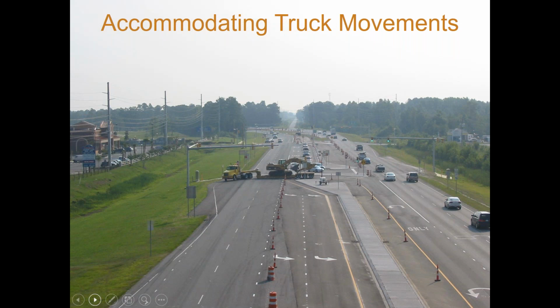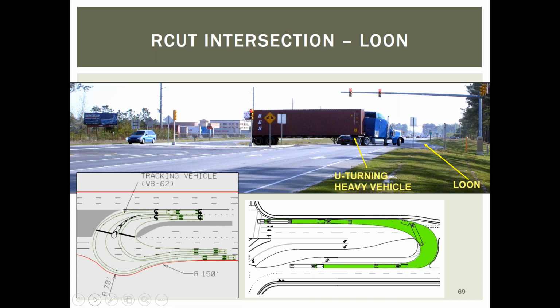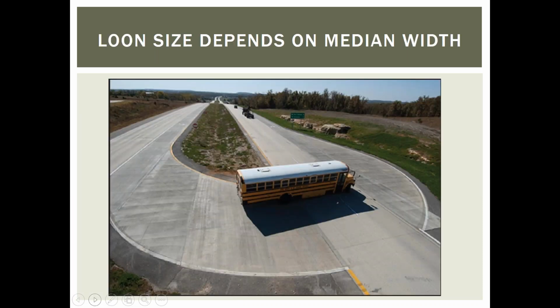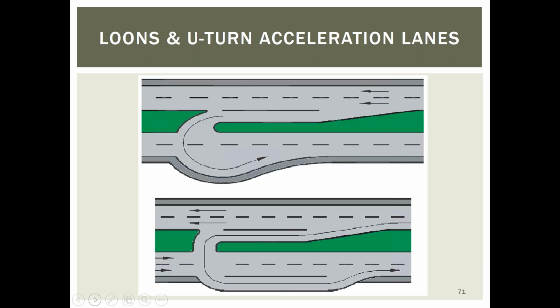So you see the U-turn here for a larger vehicle. It's that loon or bulb out that allows for the swept path of the larger truck. You can even have dual turnarounds, dual U-turns for trucks. It's really a function of how wide the median is. Typically, if we have a narrow median, we need a wider bulb out. If we have a wider median, it can allow for a skinnier bulb out.